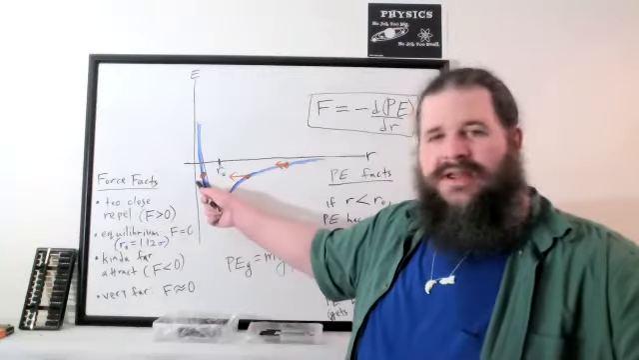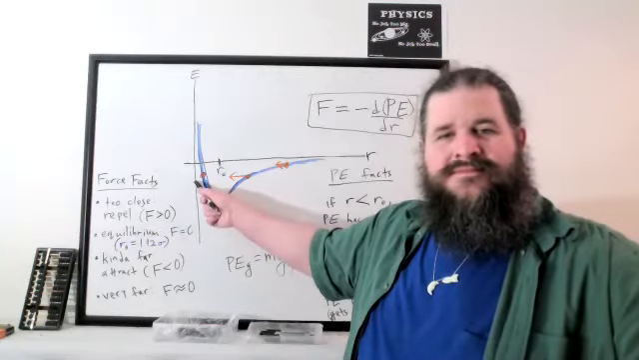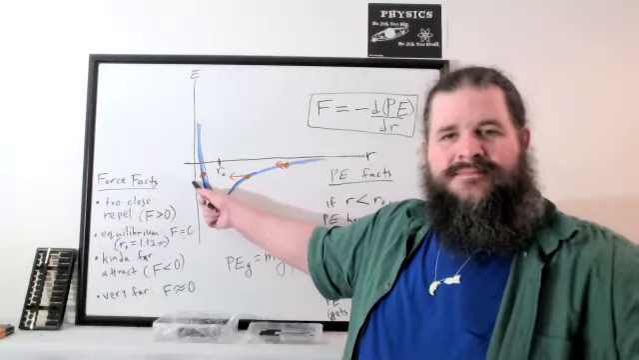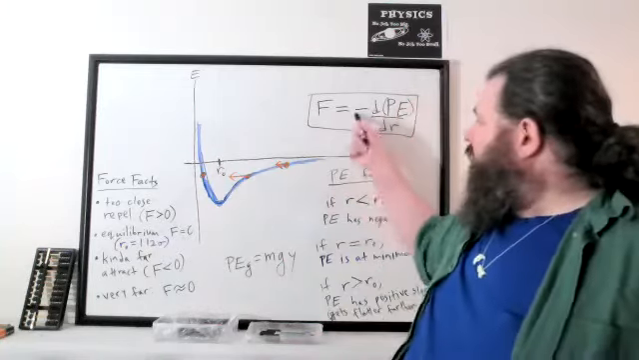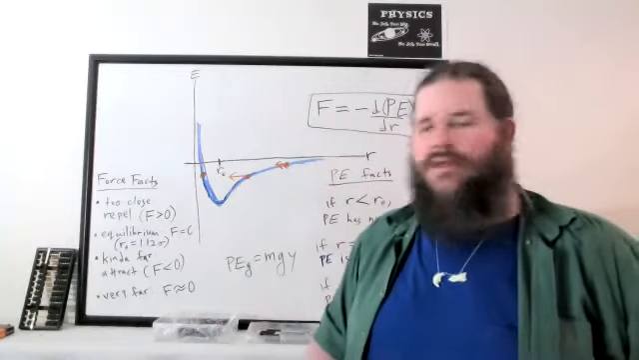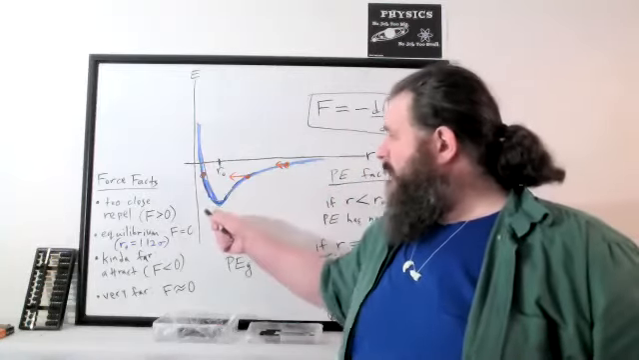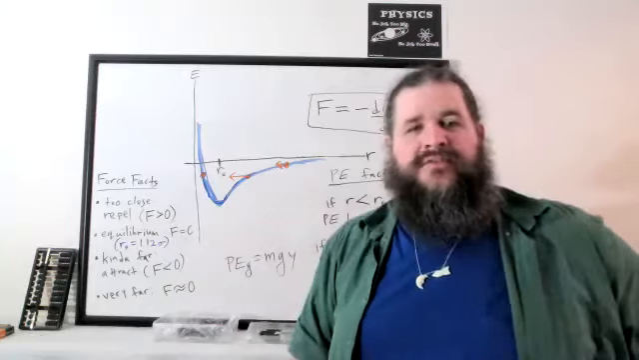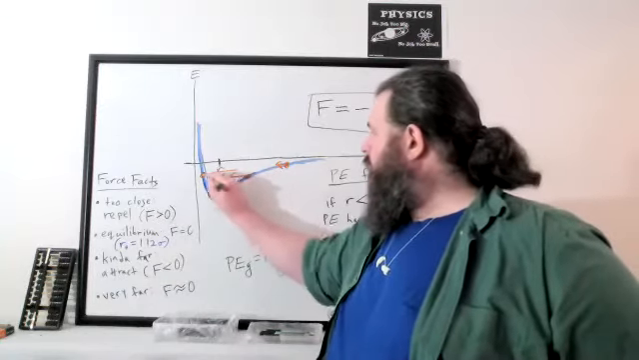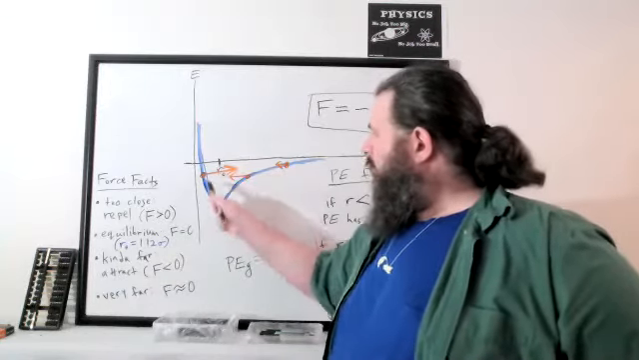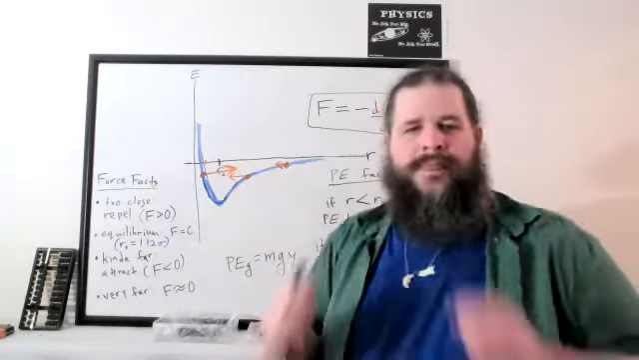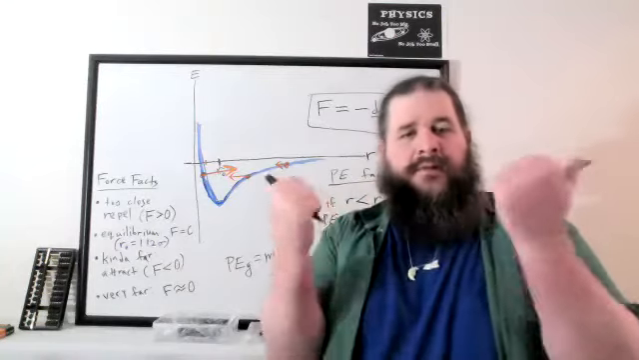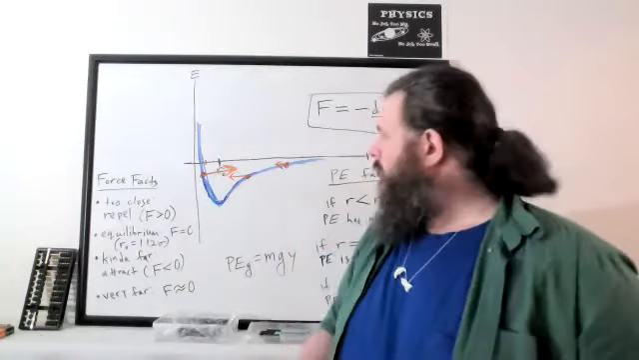Over here, we've got a negative slope. So that means the force is going to be the opposite of that. So the force will be positive. Also, since this is a very steep negative slope, that suggests a very strong positive force. So at this distance, when the particles are this far from each other, they're too close, so they're going to get a repulsive force that's very strong.